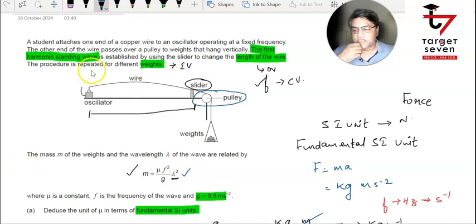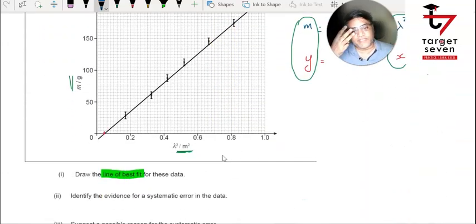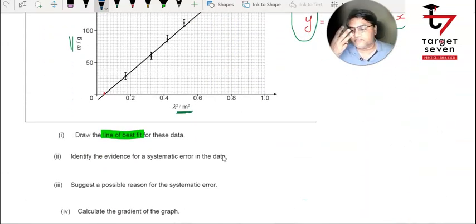The procedure is repeated for different weights. All right. So the weights here are changing, but it has never been specified to us whether the weight of the tray in which the weights are being kept has been considered or not. That has never been specified here. So that could be the presence of another systematic error.